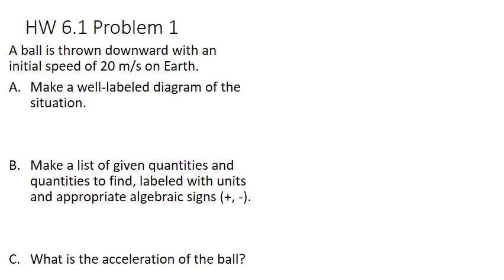and task A is to make a well-labeled diagram of the situation. And I highly recommend, regardless of whether or not the problem says make a diagram, that it will always help you understand the problem better to make a diagram of the situation. And if you can't make a diagram, that means you don't understand it, and so there's really no point in starting the problem. So I've got a ball, it's being thrown downward at 20 meters per second, and for me down is always negative, and so this is my diagram and my label. And I should probably even say V0 is that.